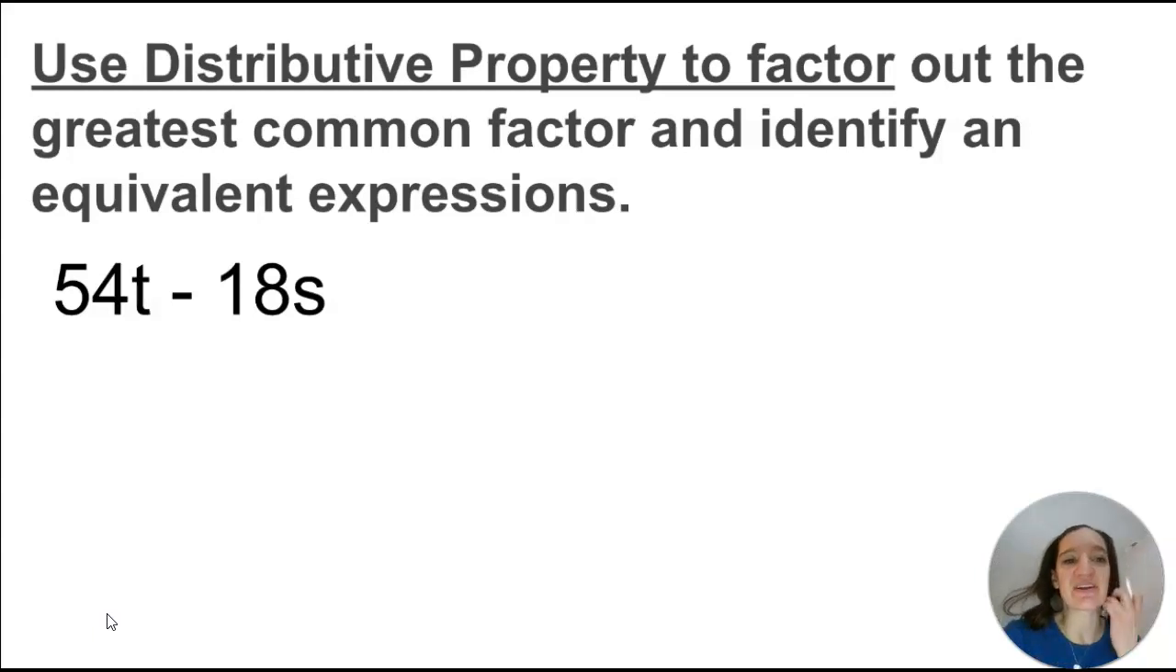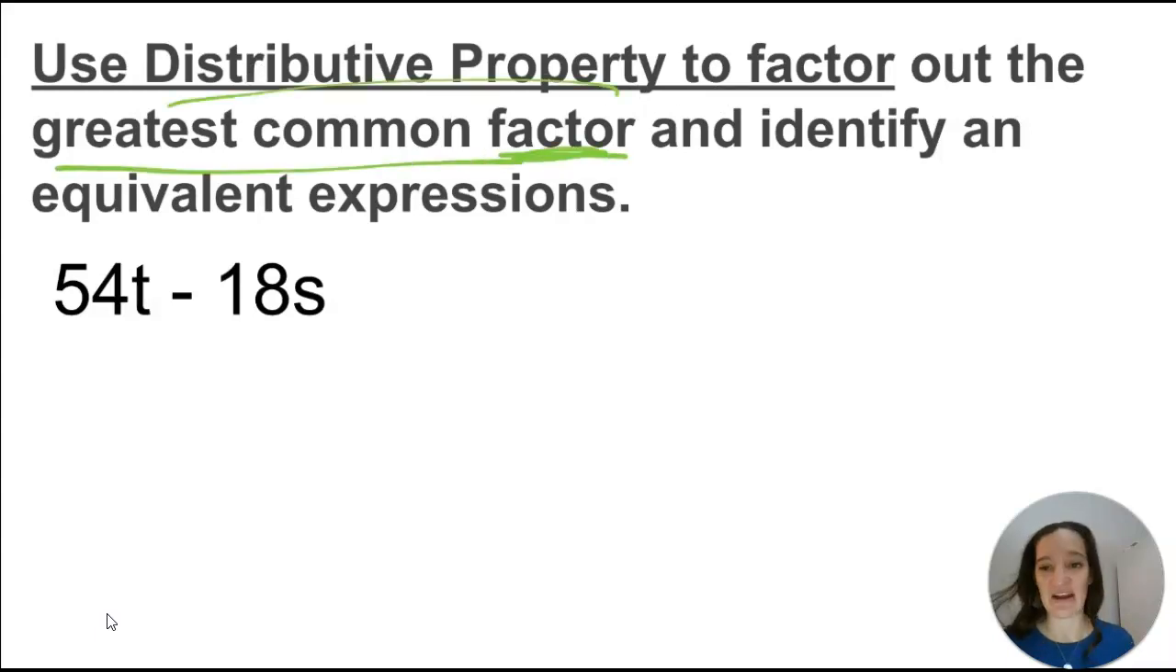Use distributive property to factor out the greatest common factor and identify an equivalent expression. So it actually tells us what property, what skill, what strategy we're going to use to simplify this or to create an equivalent expression. And that is the distributive property, but we are going to factor out that greatest common factor, which is the angry bird, correct? So let's figure out what that angry bird is.